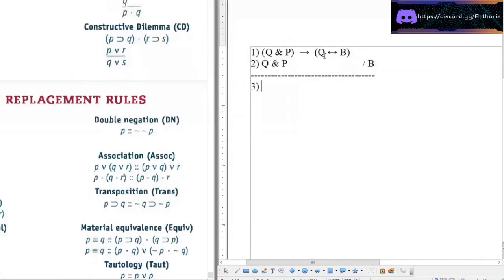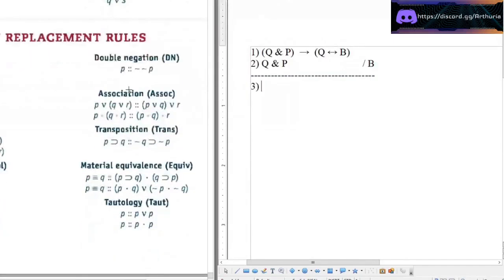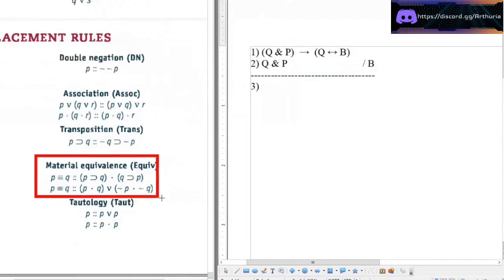So in 3, right? Now, you could do material equivalence in this guy if you wanted to. You could do that. And it will look really stupid and it would be very long and will hurt your brain. So I advocate for not doing this.